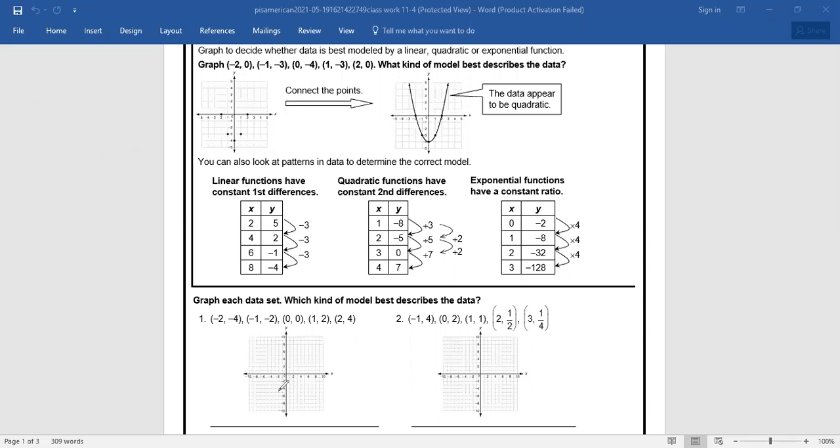Negative 2, and we will go down until negative 4. After that, negative 1 and negative 2. So we have negative 1 and negative 2, 0 and 0, 1 and 2, and then 2 and 4. Then we will connect the points together.